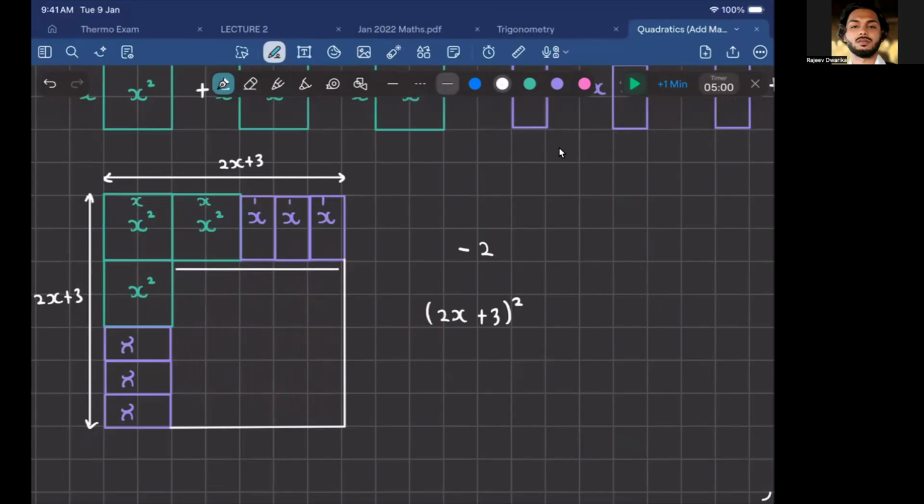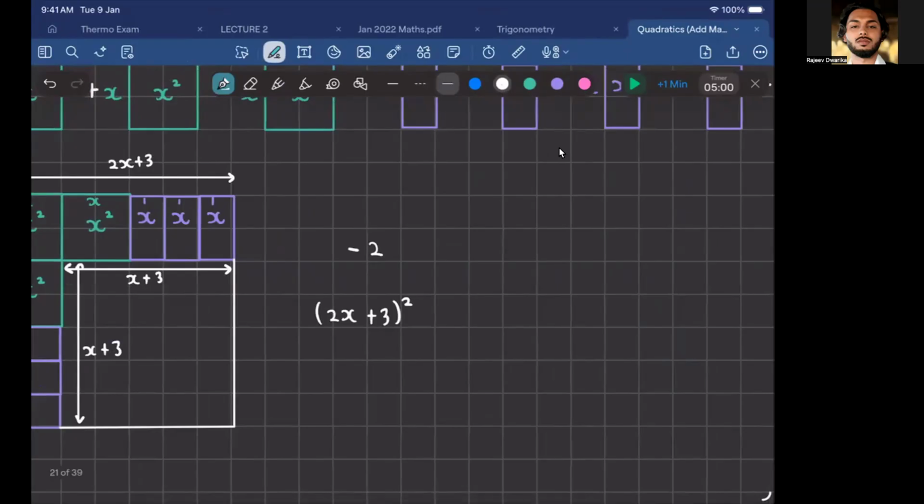What would this area on the inside here be? X plus 3. This would be x plus 3. And what would the dimension here be? It would also be x plus 3. So we are actually missing an area of x plus 3 squared, right.